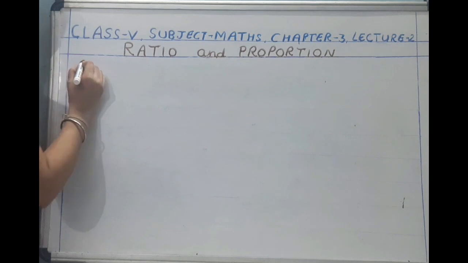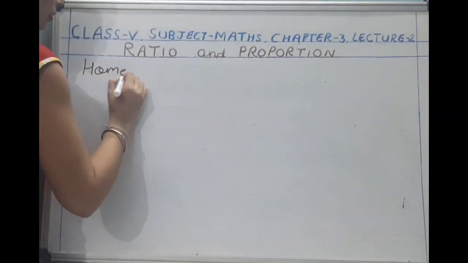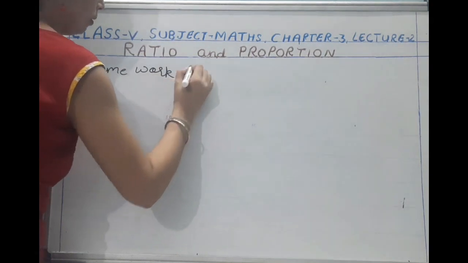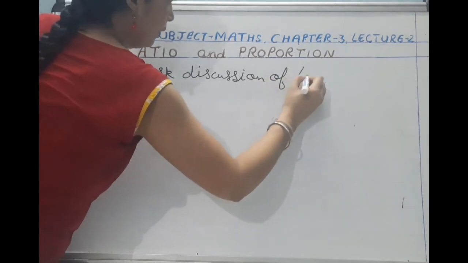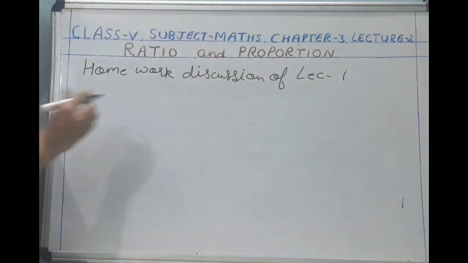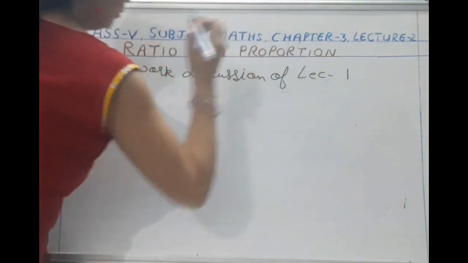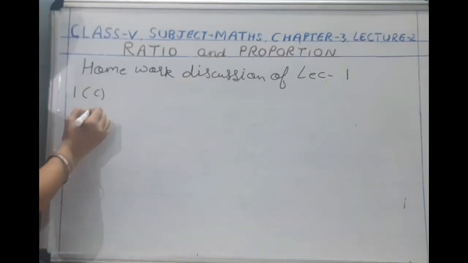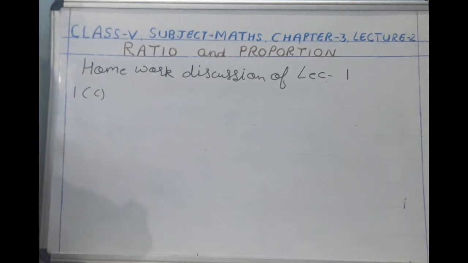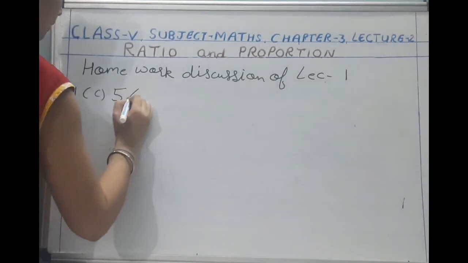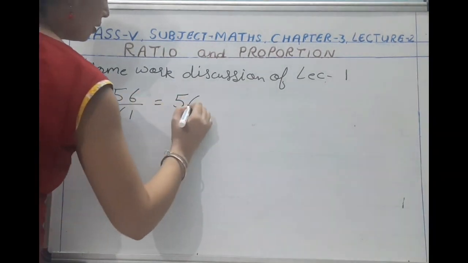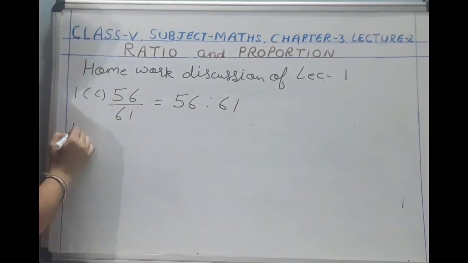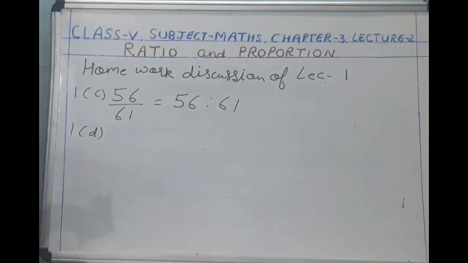Now we will do homework discussion of previous lecture. Homework discussion of lecture 1. Do you know what was the homework? Question number 1, C and D parts were given. Question number 1 was express as ratios. 56 upon 61 was given. Express as ratios 56 ratio 61. Have you got the correct answer in your notebook? Keep your notebook open and match from there.